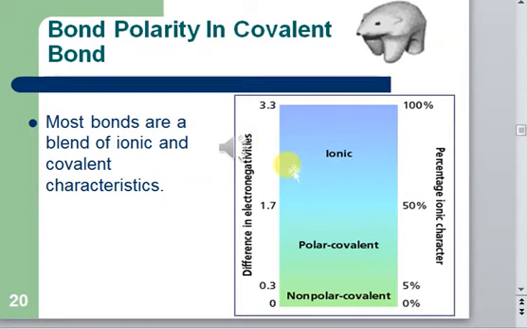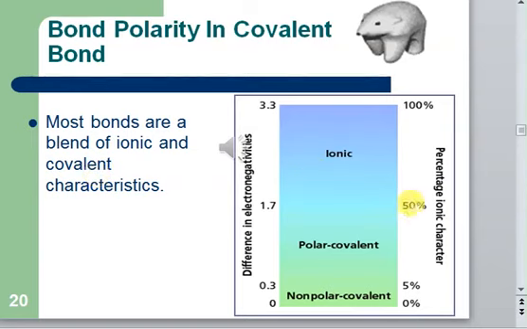So if you want to decide if a bond is polar or non-polar, just use the electronegativity difference. If it is between 0 and 0.3, the bond will be non-polar covalent. If it is between 0.3 and 1.7, the bond will be polar covalent. And if it is 1.7 or higher, the bond will be ionic. Now most bonds are considered to be a blend of ionic and covalent characteristics.